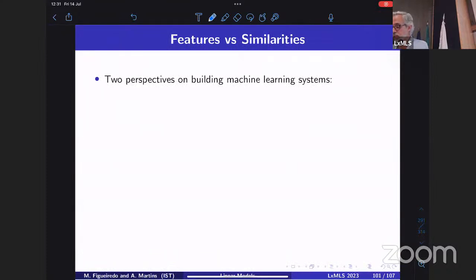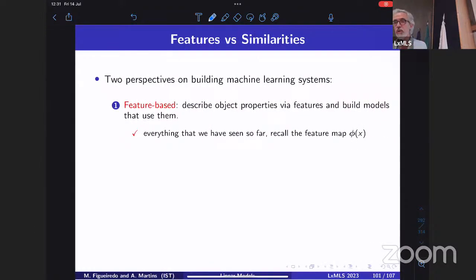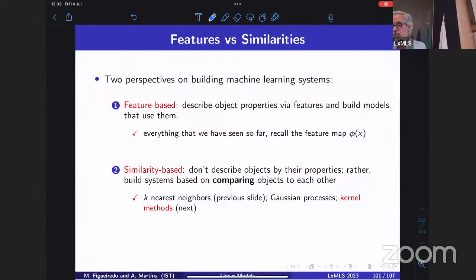Finally, let me just highlight that we have 5 more minutes to go. There are essentially 2 perspectives on building machine learning systems. This is feature-based, which is everything you've seen up to now, except for k-nearest neighbors, where objects are described by vectors of characteristics, a feature map. And similarity-based methods. So k-nearest neighbor is a similarity-based method. All you need to know is how to compute how similar an object is to another object. You don't need features, you just need similarities. Although the boundary is sometimes unclear.